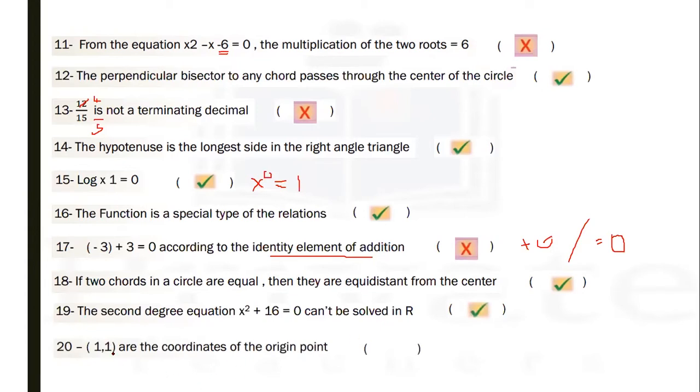The point (1, 1) is the coordinates of the origin point, and this information is wrong because the coordinates of the origin point are (0, 0). These are the coordinates of the origin point. So this information is false.